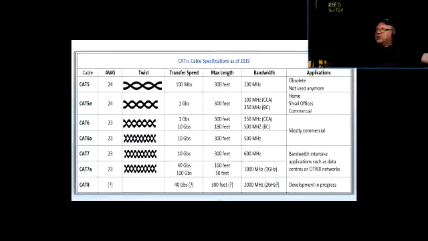Where is it used? In home network installations, small offices, and commercial. You're going to see a lot. The Cat 5e is still going strong. You get the most for the buck for now still. Now the Cat 6 is becoming more and more popular by the year, but Cat 5e is still going on.